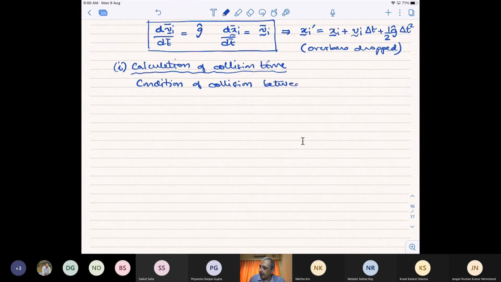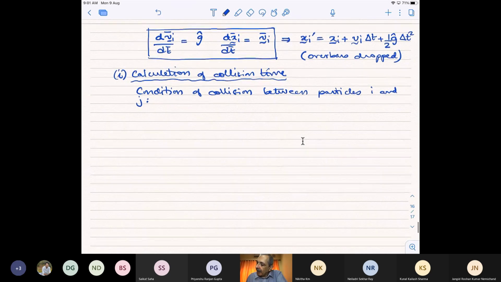Between any two particles, let's call them I and J. So xi prime is the position after some time delta t, given that the position initially is xi. We are given xi, vi and g, and for any given delta t we can find the new position xi prime.